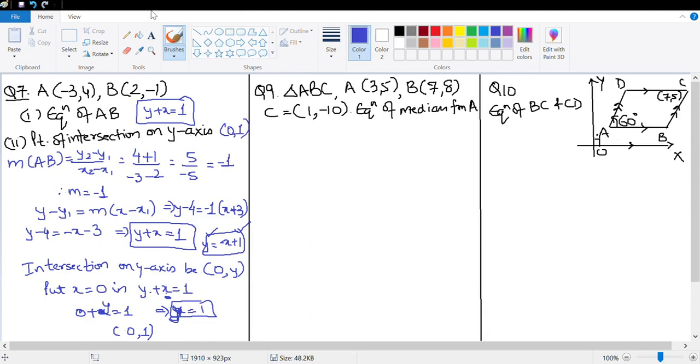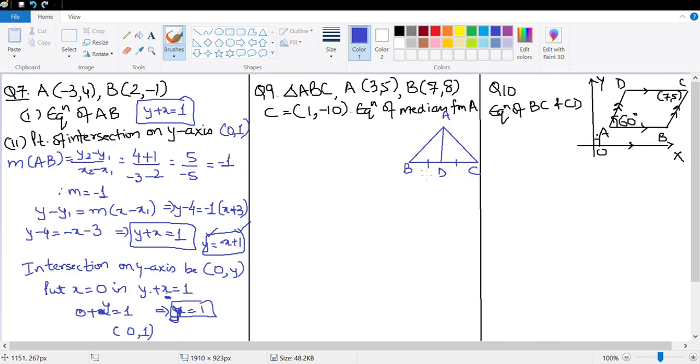Next question, question number 9. Let's look at the question. It says triangle ABC are some points. Find the equation of the median through A. So for our reference, let's make a small rough diagram and see what exactly we want to calculate. In this case, this is A, this is B, and this is C. They want me to calculate equation of median from A. So median would divide the base into two equal parts, which means let's call this point D. Let AD be the median. So which means BD and CD are equal.